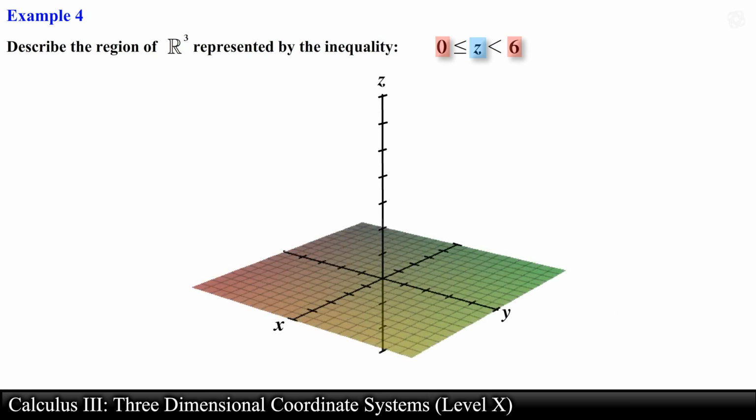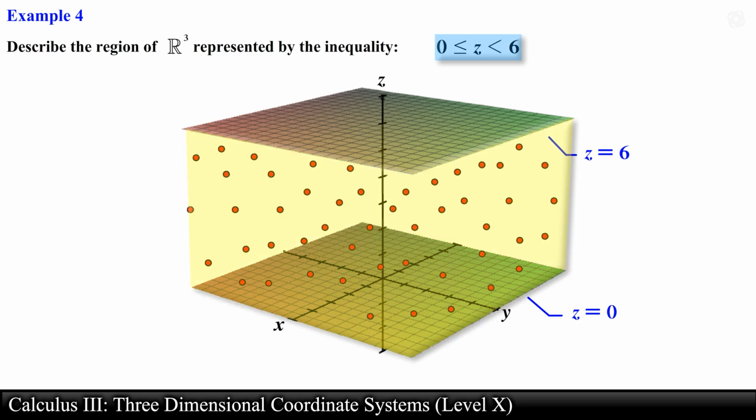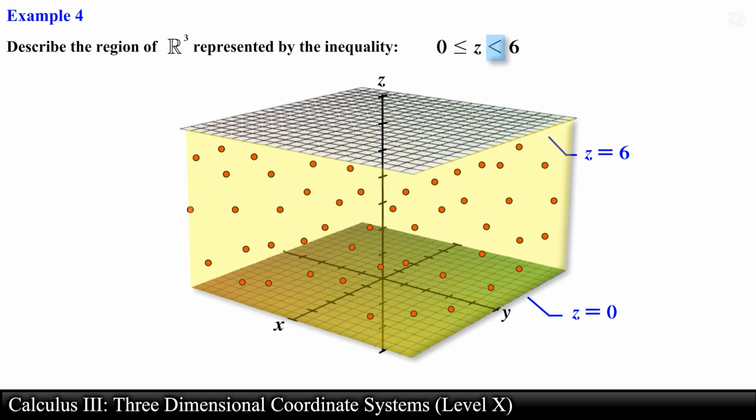So we first want to graph z equals 0 and z equals 6. These equations represent planes that are parallel to the xy plane. So we go ahead and graph them. Next, we apply the inequality. So the region represented by the inequality are all the points between these two planes, including the points on the bottom plane, but not including the points located on the top plane.